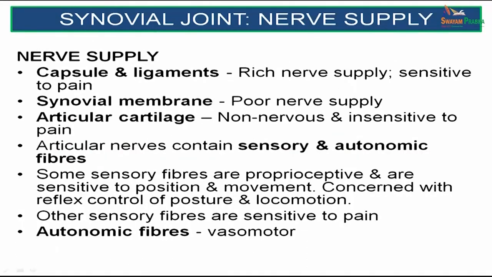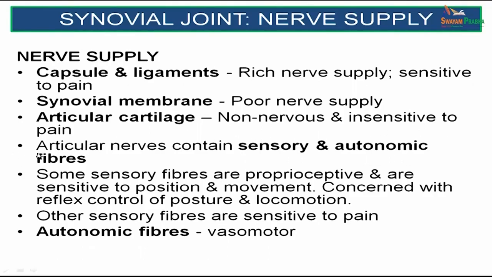Nerve supply. The capsule and ligaments of every joint are richly supplied by nerves. They are sensitive to pain. But the synovial membrane has a poor nerve supply. The articular cartilage is not supplied by nerves at all. It is non-nervous and hence insensitive to pain.